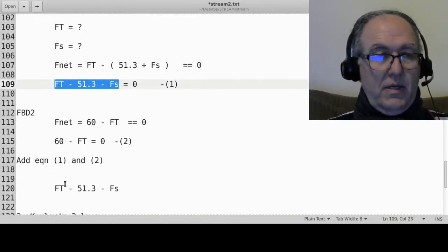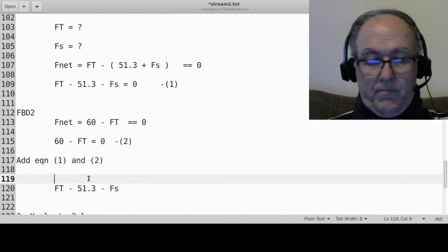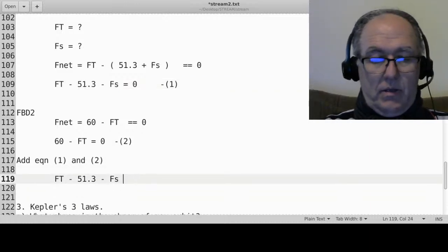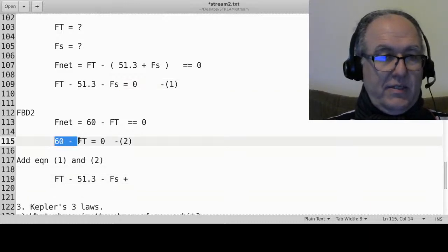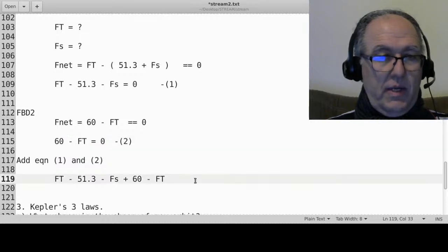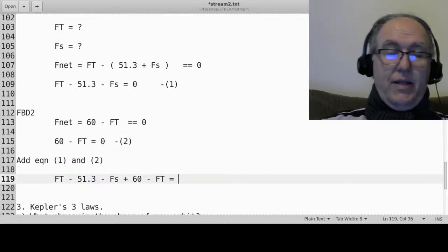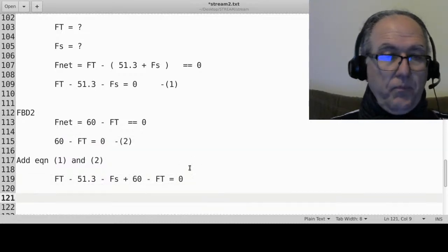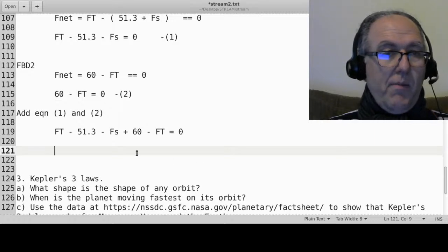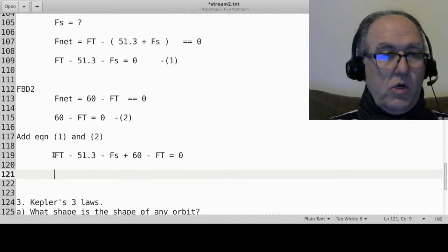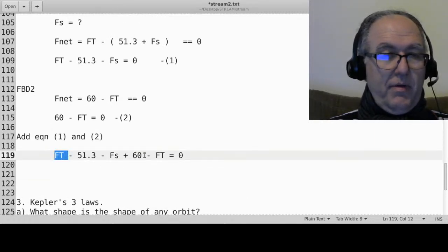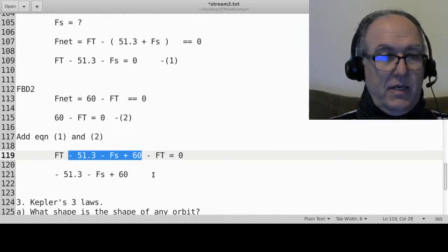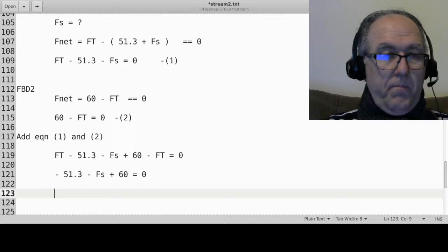So we've got this from equation 1 plus this from equation 2. And when we add the right-hand sides, you get 0. And so Ft here, positive Ft, subtracts against negative Ft there. So we just get that this is equal to 0.